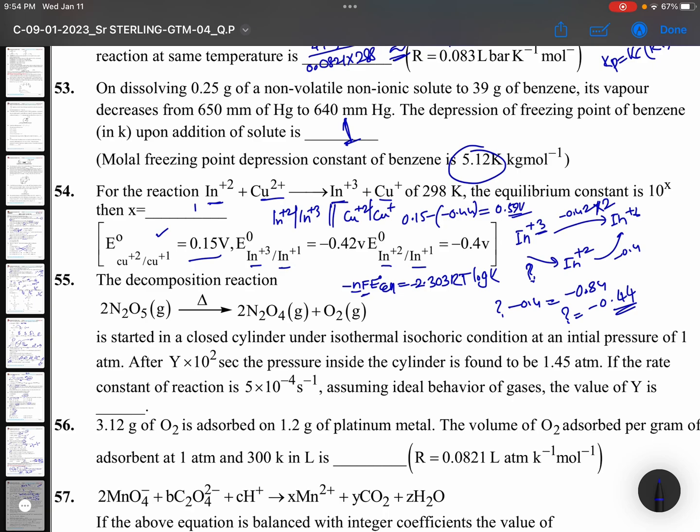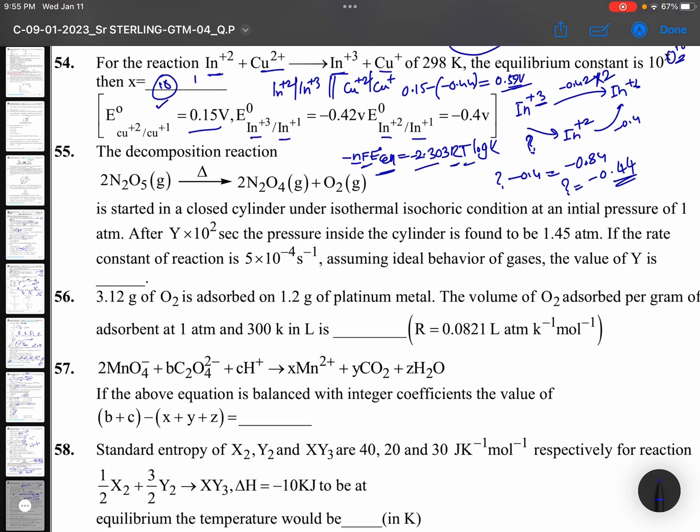Faraday is 96,500. E naught cell is 0.59, 2.303, R value is 8.314. Temperature is given, 298, log K you can find. By substituting all this, I got 10 to the power 10. Okay, answer is 10 to the power 10. But my suggestion, skip this question.